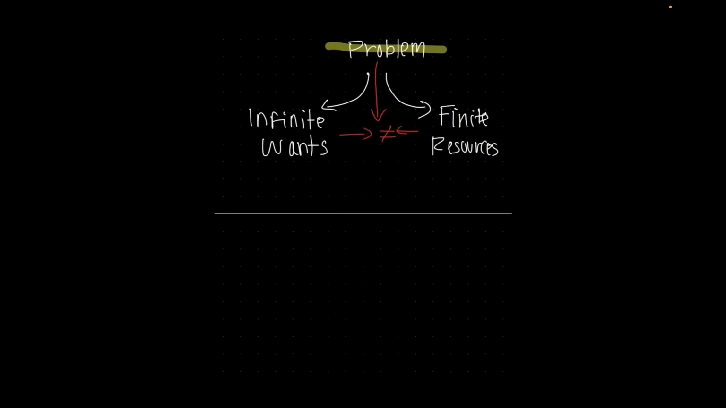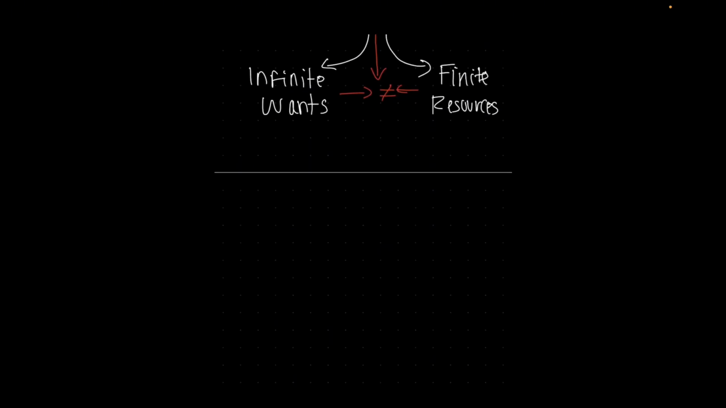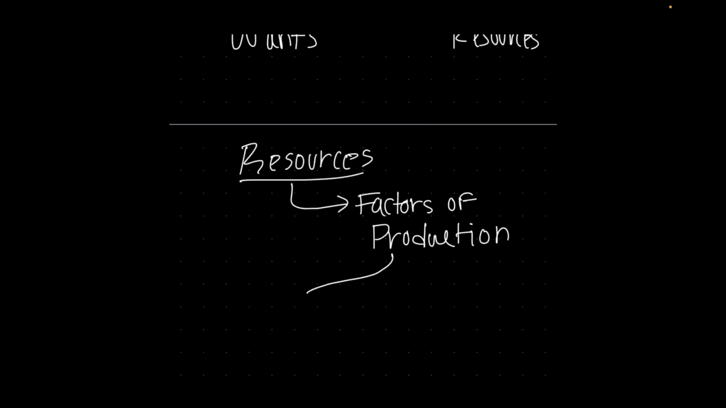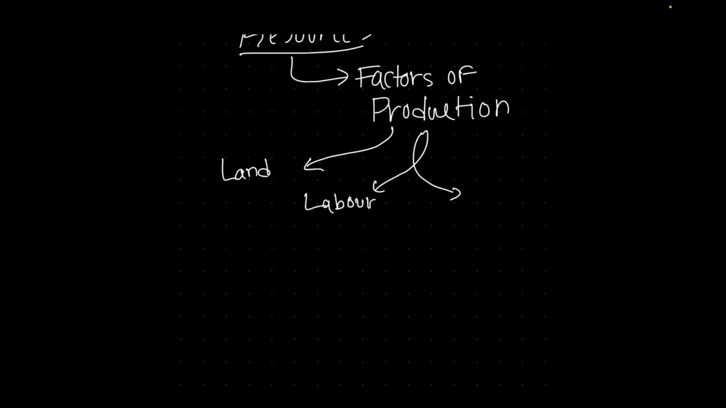So essentially, moving on from this, if we look at resources, what are the resources in an economy? The resources are also known as something called factors of production. So the factors that determine production, and they're broken down into 4 major chunks. So if you look at them, there's land, that refers to natural resources. There's labor, that refers to human capital and physical labor that's involved in the production of goods and services.